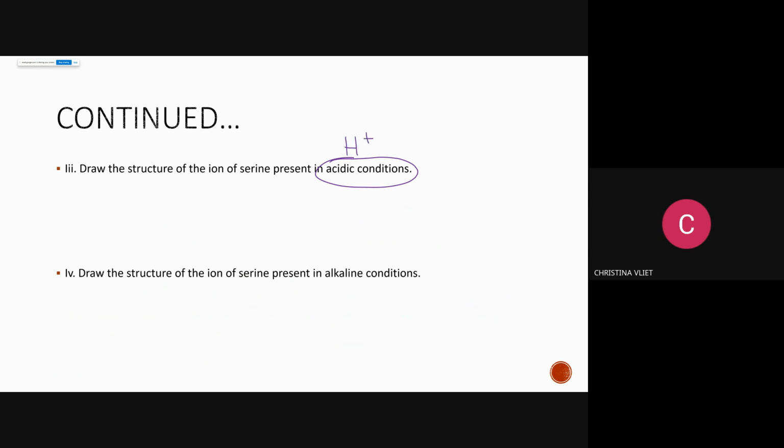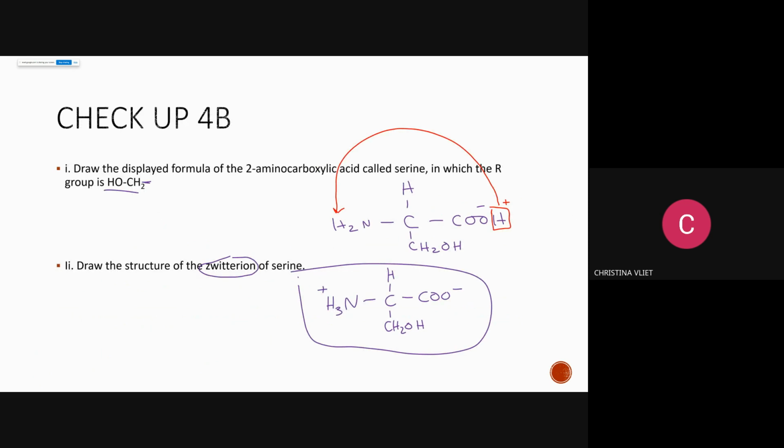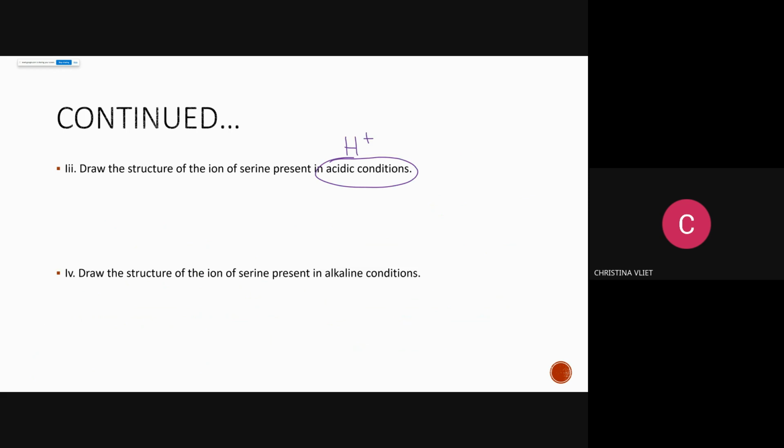H plus everywhere. Low pH, right? So how would this structure be affected? This was neutral pH. You add the H plus wherever you can, right? This one already has the H plus. So what still needs more H plus? The carboxylic group, right? So therefore, at low pH, you would write it as H3N plus.